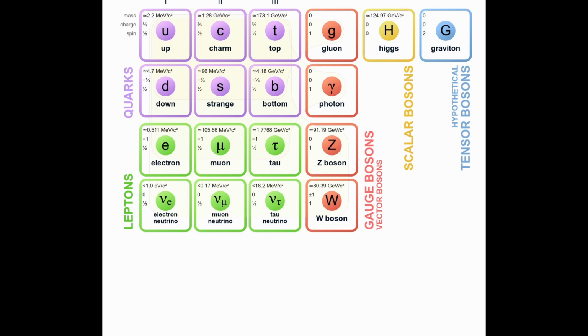So let's start at the top with the gluon. The strong nuclear force is represented by this gluon. And while we only see one gluon here, in fact, there are 8 distinct types of gluons, all of which carry the strong nuclear force. What is the strong nuclear force?